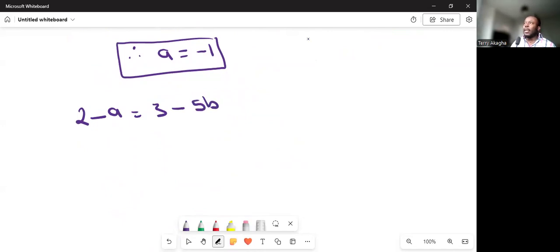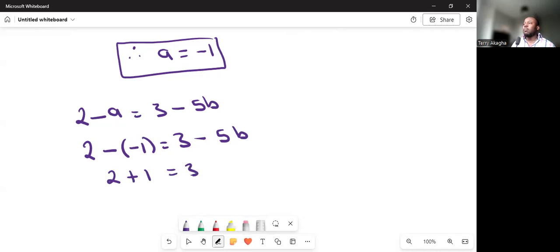So substitute a into this. It's going to give you 2 minus the a, which is minus 1, equal to 3 minus 5b. So we can now say minus times minus is plus. So it's going to give us 2 plus 1 is equal to 3 minus 5b. 2 plus 1 is going to be 3. 3 is going to be equal to 3 minus 5b.